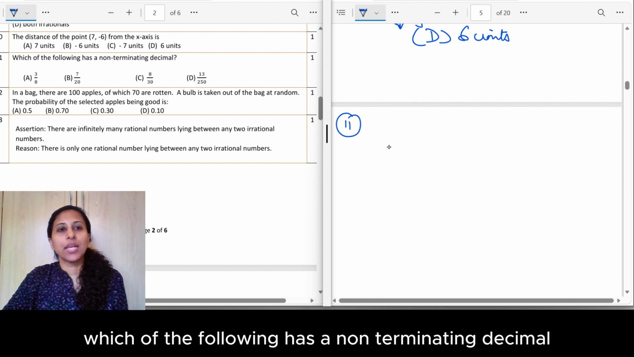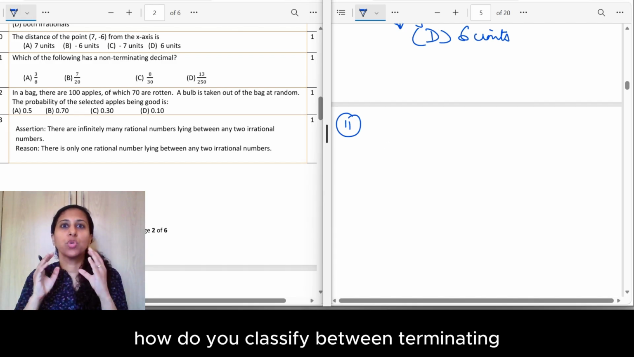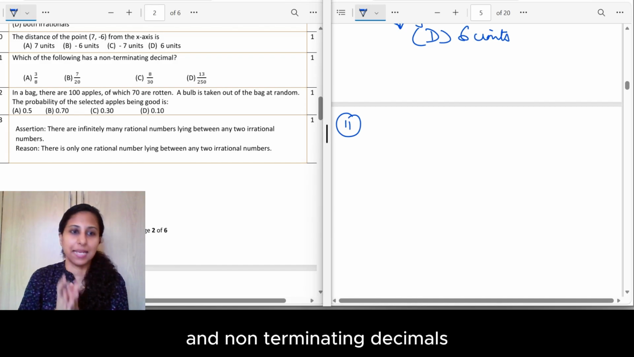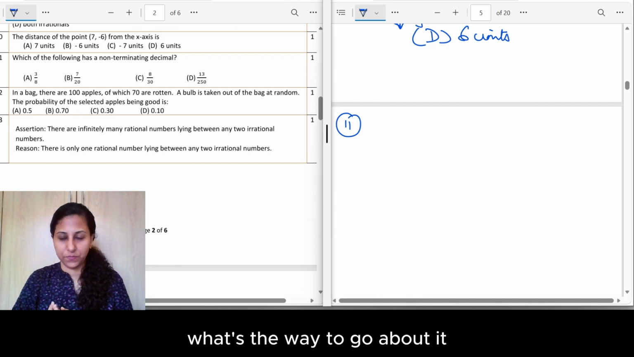Which of the following has a non-terminating decimal? How do you classify between terminating and non-terminating decimals? What's the way to go about it?